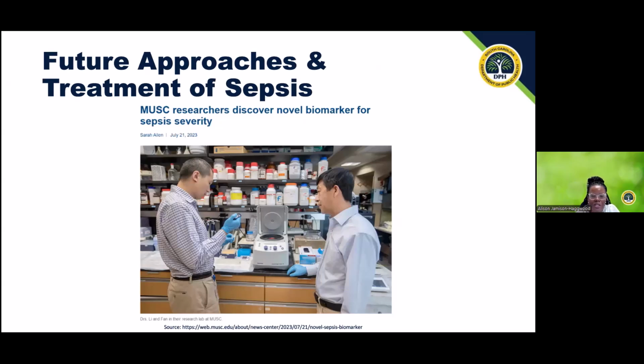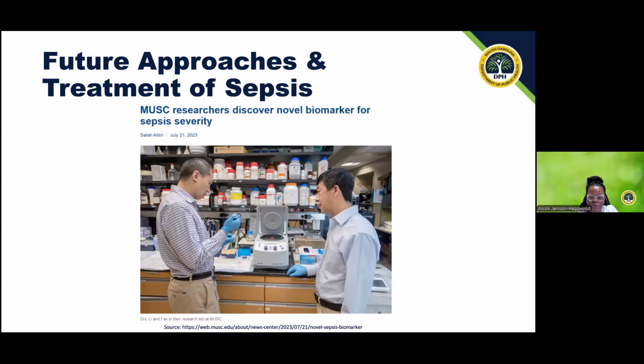This image here is of some MUSC researchers who discovered a novel biomarker for sepsis severity. So again, there is no single definitive gold standard test for sepsis. Blood cultures are a gold standard for identifying bloodstream infections. They don't definitively diagnose sepsis, because sepsis is a clinical diagnosis based on the infection and organ dysfunction.